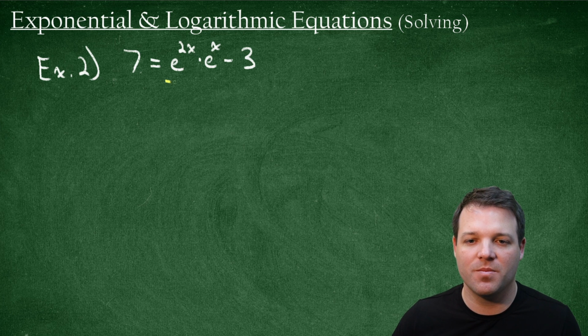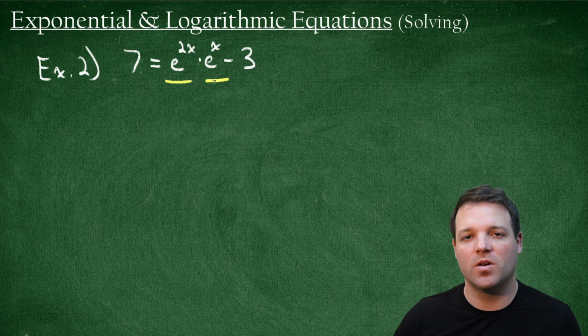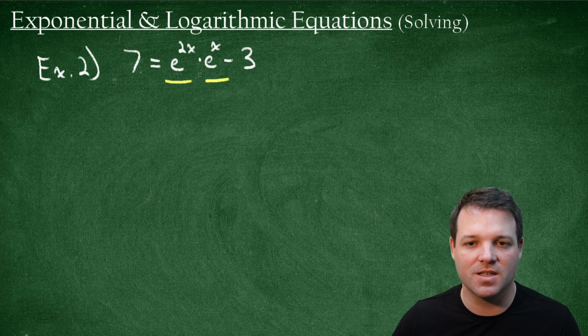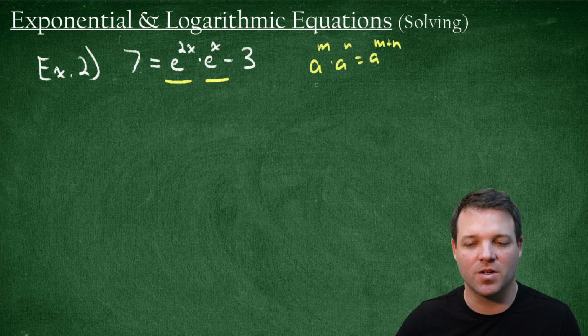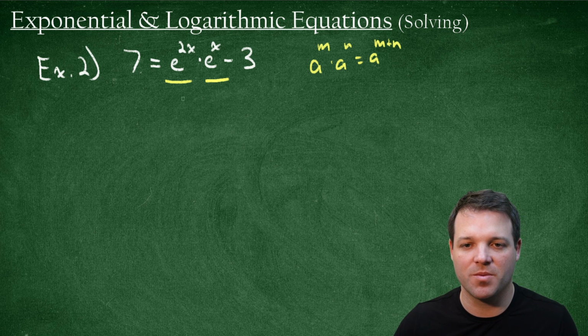But anyways, the issue is I have 2 of these, right? Well, I can combine these because I want to isolate it and combine it into one exponential. And I can combine these because if I have any base to the power of m times the same base to the power of n, then that's equal to that base to the m plus n. That's one of our rules for exponentials, one of our properties. So let's go ahead and do that.